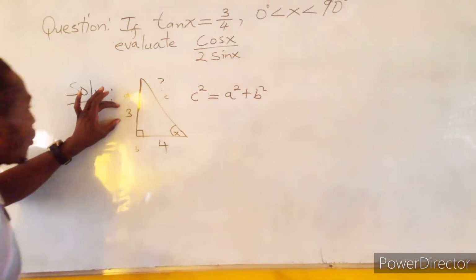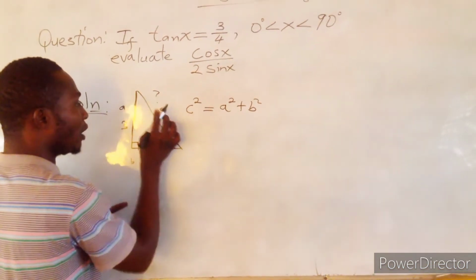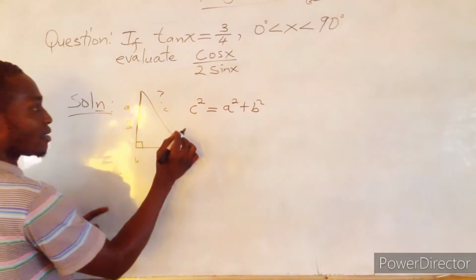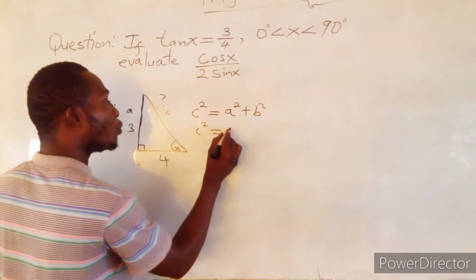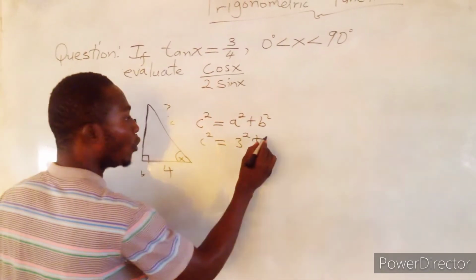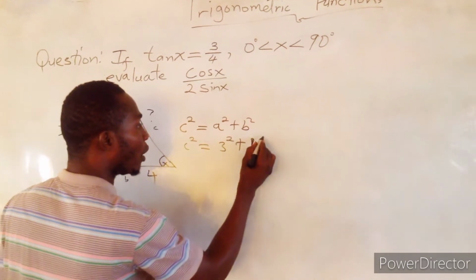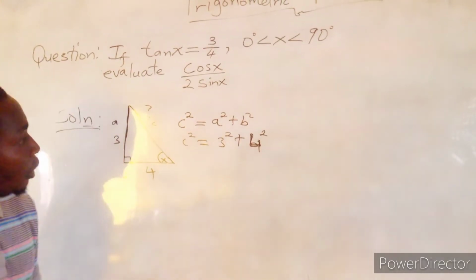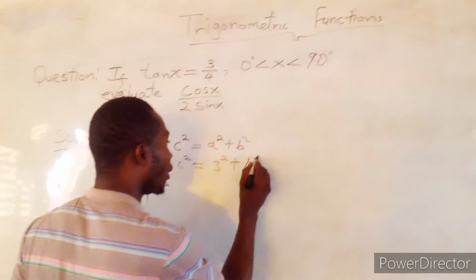So considering the opposite side to be a, it means that it is 3. We don't know the longest side, so we say c squared will be equal to, if a is 3, 3 squared plus b, which is 4, squared. Let me get it right. So it will be 4 squared.